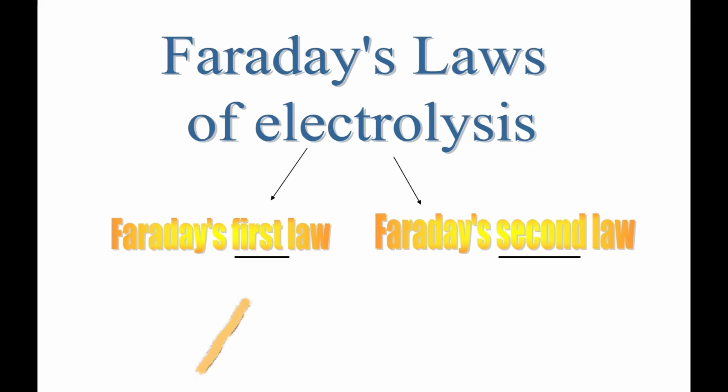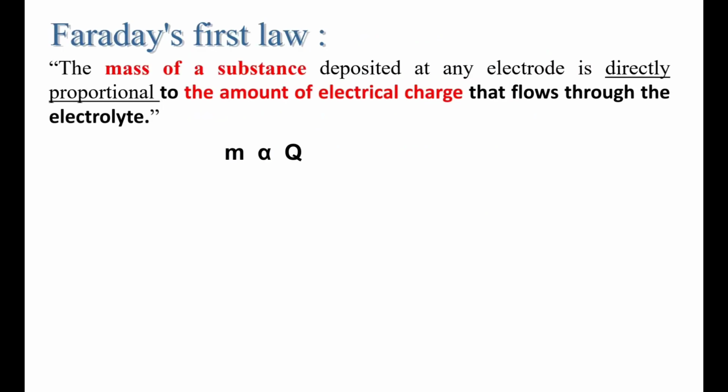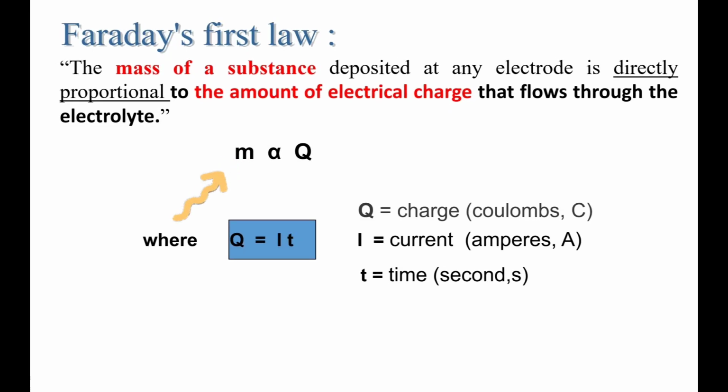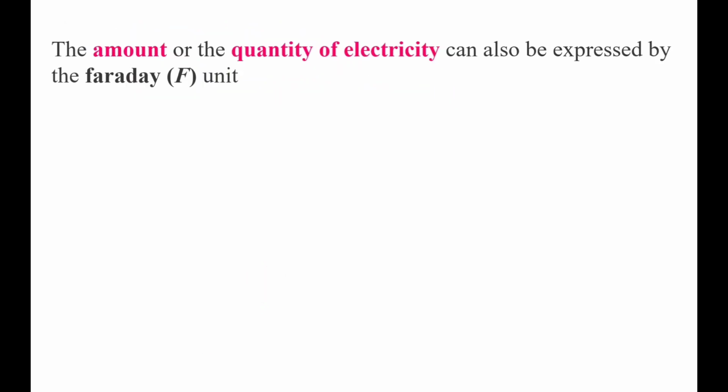Now, let's look at Faraday's first law of electrolysis. It is one of the primary laws of electrolysis. It states that the amount of substance produced at each electrode is directly proportional to the quantity of charge flowing through the cell. Therefore, the formula of the amount of electrical charge in coulomb is equal to current times time.